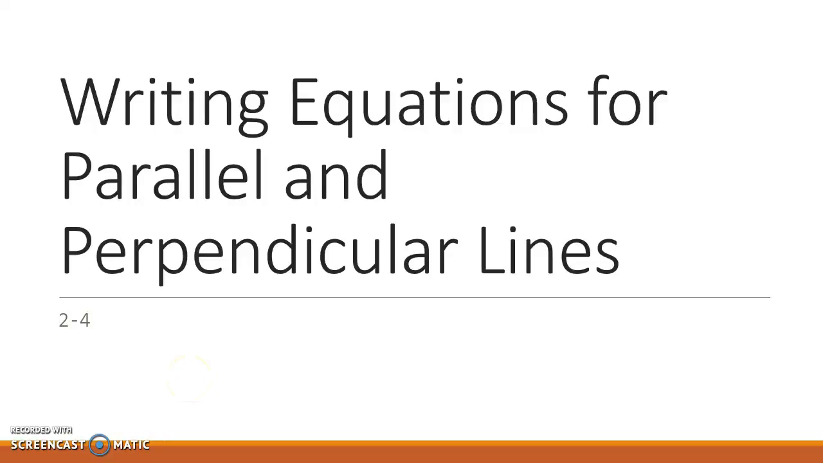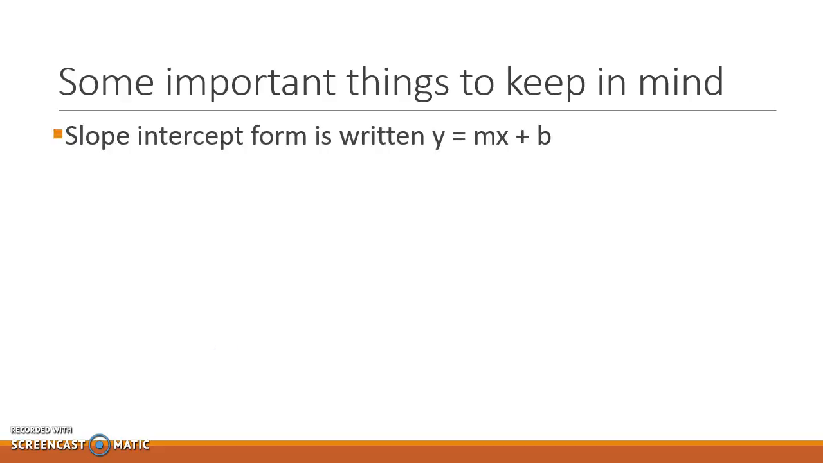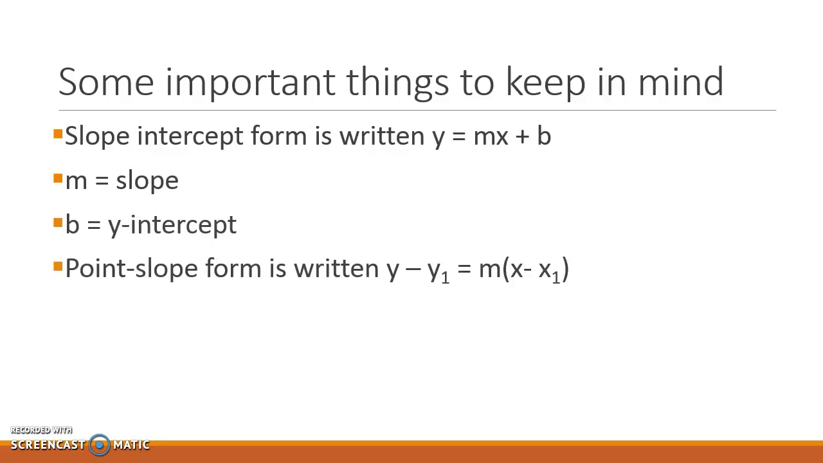Alright, today we're going to talk about writing equations for parallel and perpendicular lines, and we're going to build on what we've been talking about already with writing linear equations. Some important things to keep in mind are that slope-intercept form is written y = mx + b. m is your slope and b is your y-intercept. And you have point-slope form, which is y - y1 = m(x - x1).